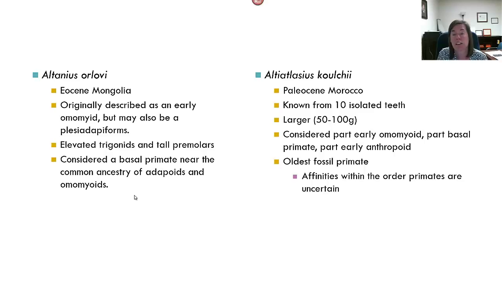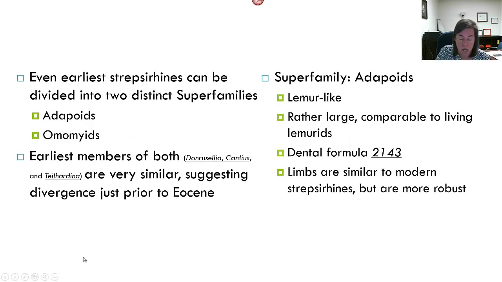It is literally the oldest fossil primate, and its affinities within the order Primates are uncertain, but it's most likely a primate. But how it's related to the other primates is not clear. So those are the absolute earliest primates that we know of.